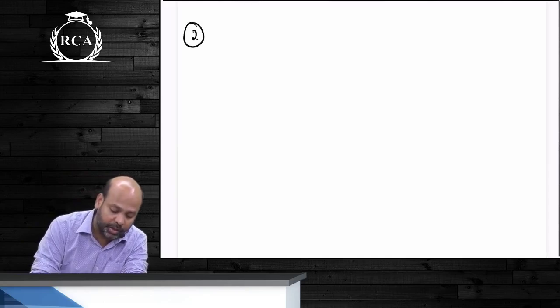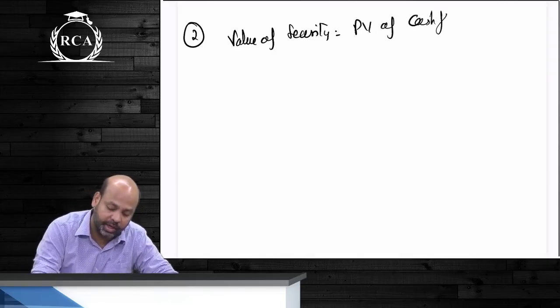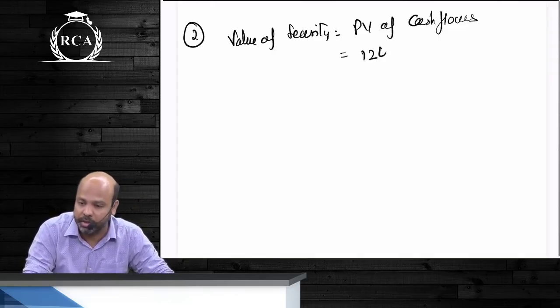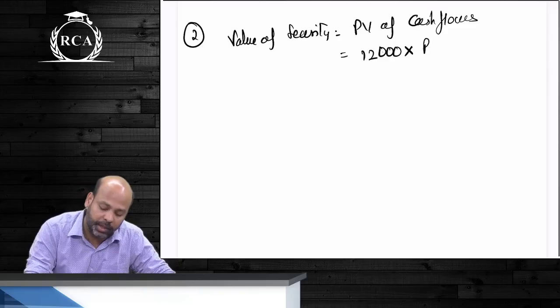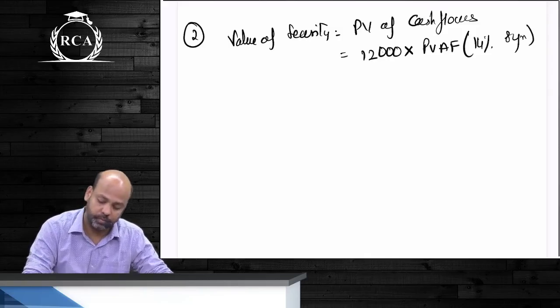And the cash flow beta would be, so the value of this security will be equal to the present value of all the cash flows that you are generating. And the present value of cash flows beta will be 12,000, as I said, multiplied by present value annuity factor at 14% for 8 years. How much is that?